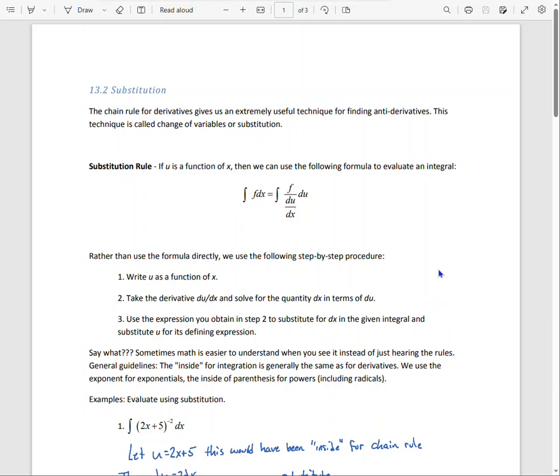All right, so welcome. We're going to talk about substitution when it comes to anti-differentiation or integrals. The chain rule for derivatives gives us an extremely useful technique for finding anti-derivatives. This technique is called the change of variables or substitution.